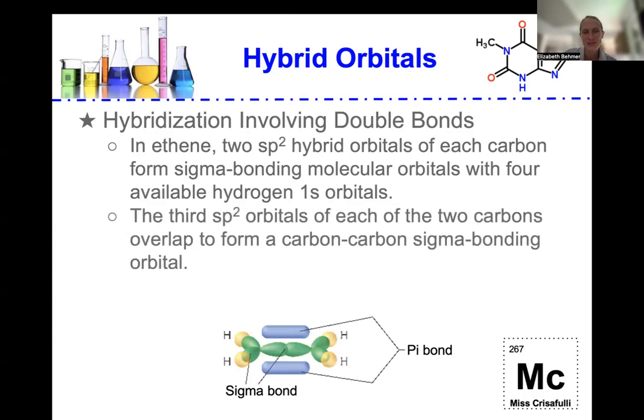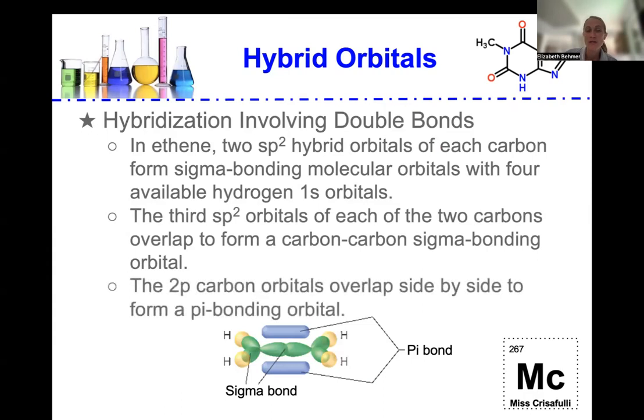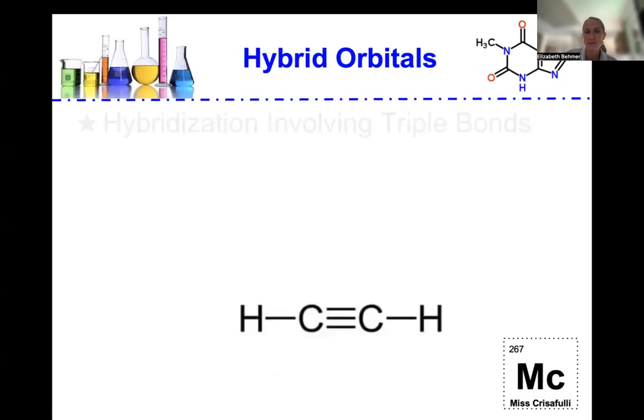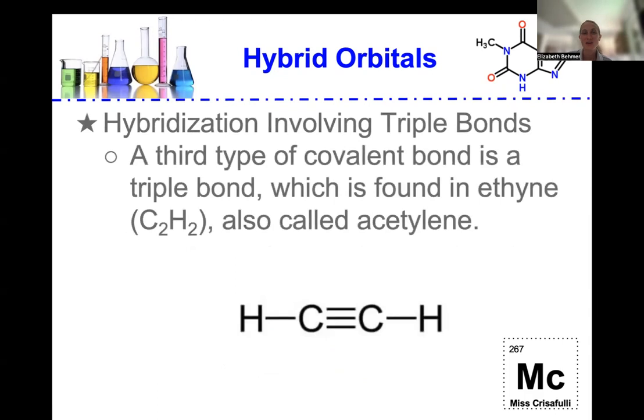The third sp2 orbitals of each of these 2 carbons will overlap to form a carbon-carbon sigma bonding orbital, and the 2 p carbon orbitals overlap side by side to form a pi bonding orbital. Triple bonds. A third type of covalent bond is a triple bond, which is found in ethine, which is made of 2 carbons and 2 hydrogens, also called acetylene.